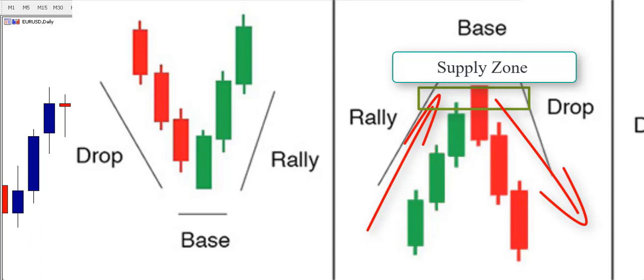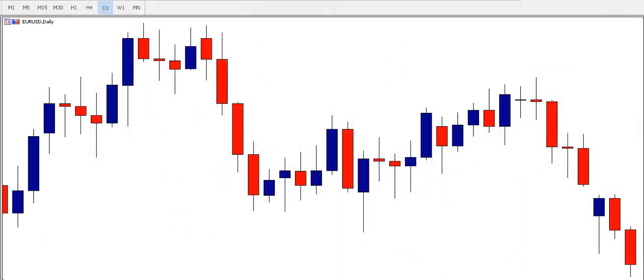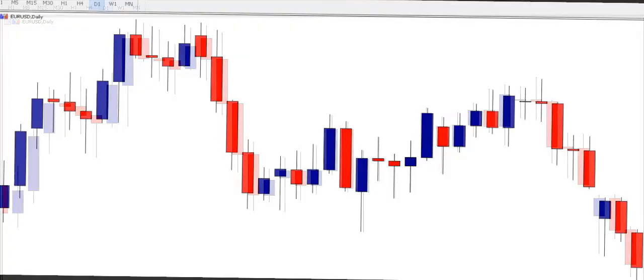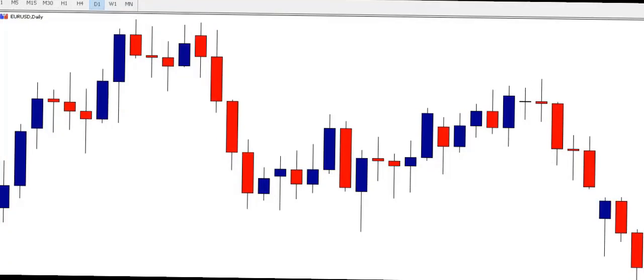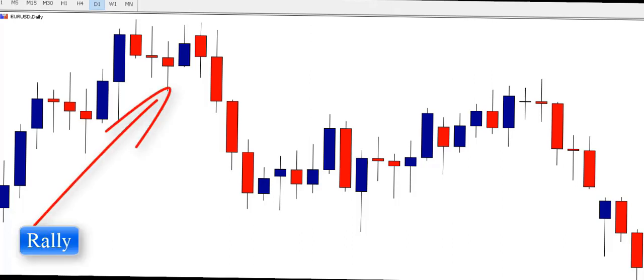The same thing when it comes to the DropBaseRally demand zone. Now let me give you an example of a RallyBaseDrop supply zone. This is the Euro US dollar daily chart. And this is a clear example of a RallyBaseDrop supply zone.